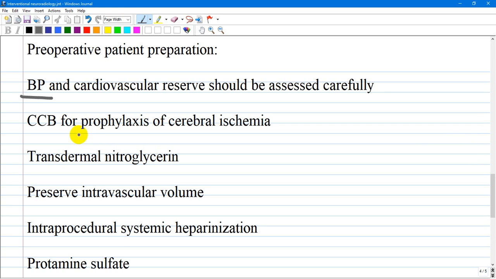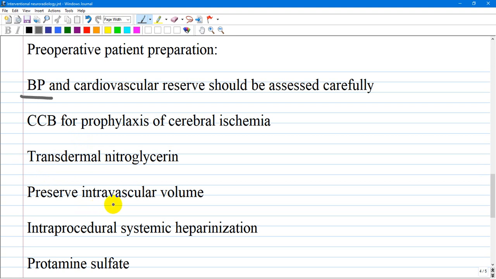Calcium channel blockers. Preoperative administration of calcium channel blockers for prophylaxis for cerebral ischemia may be used and can affect hemodynamic management. In addition to these agents, transdermal nitroglycerin is sometimes used to lower the chance of catheter-induced vasospasm. Radiologic contrast is well known to cause allergic reaction.